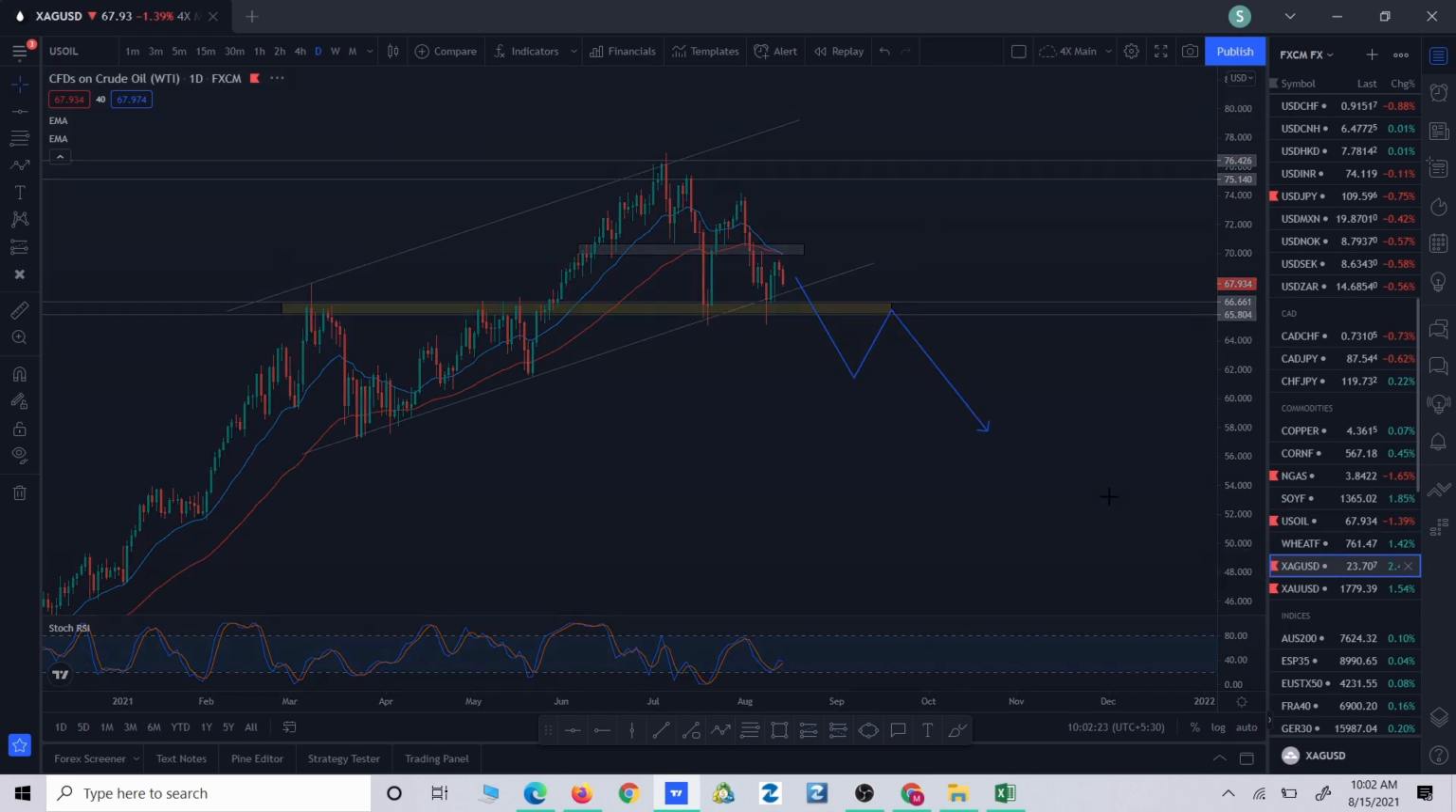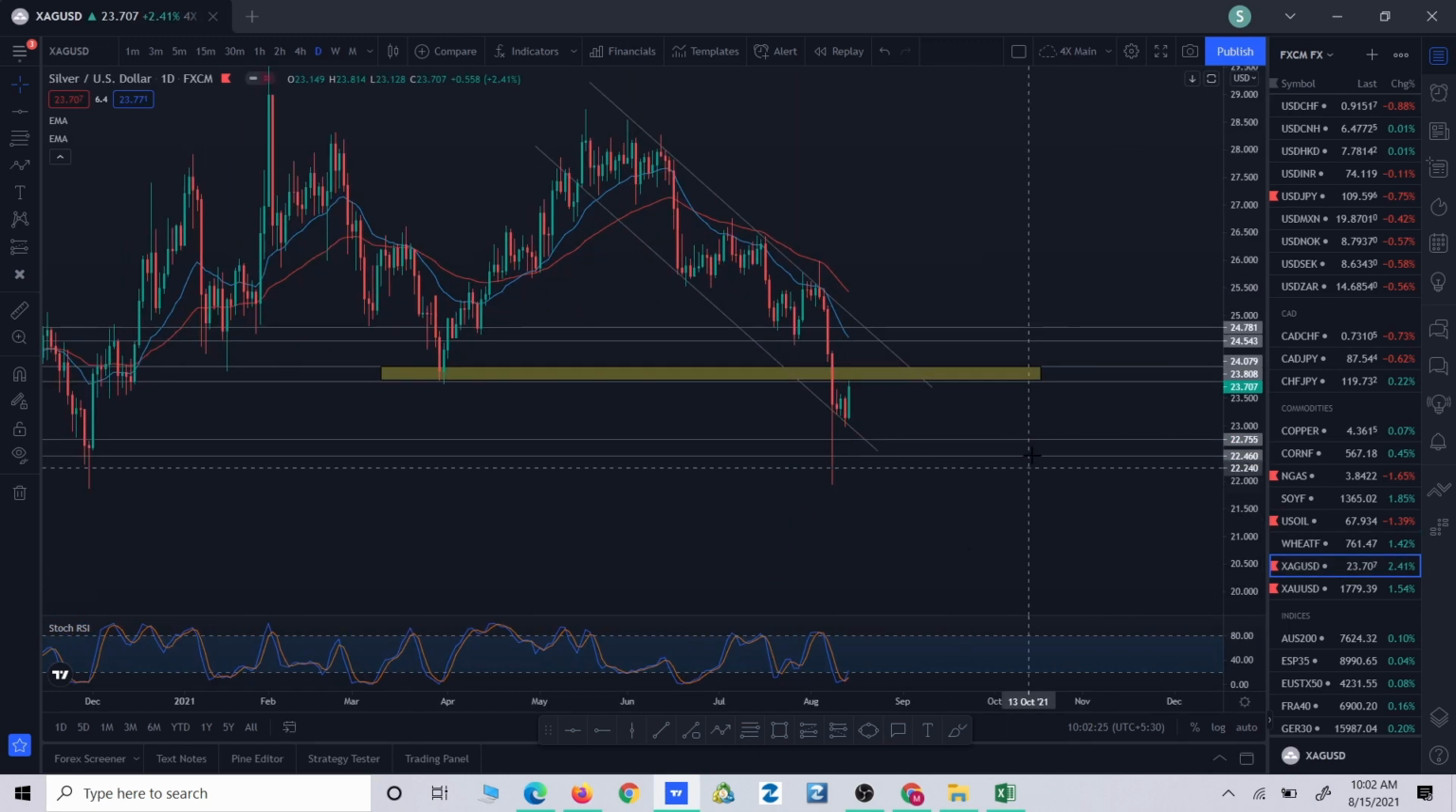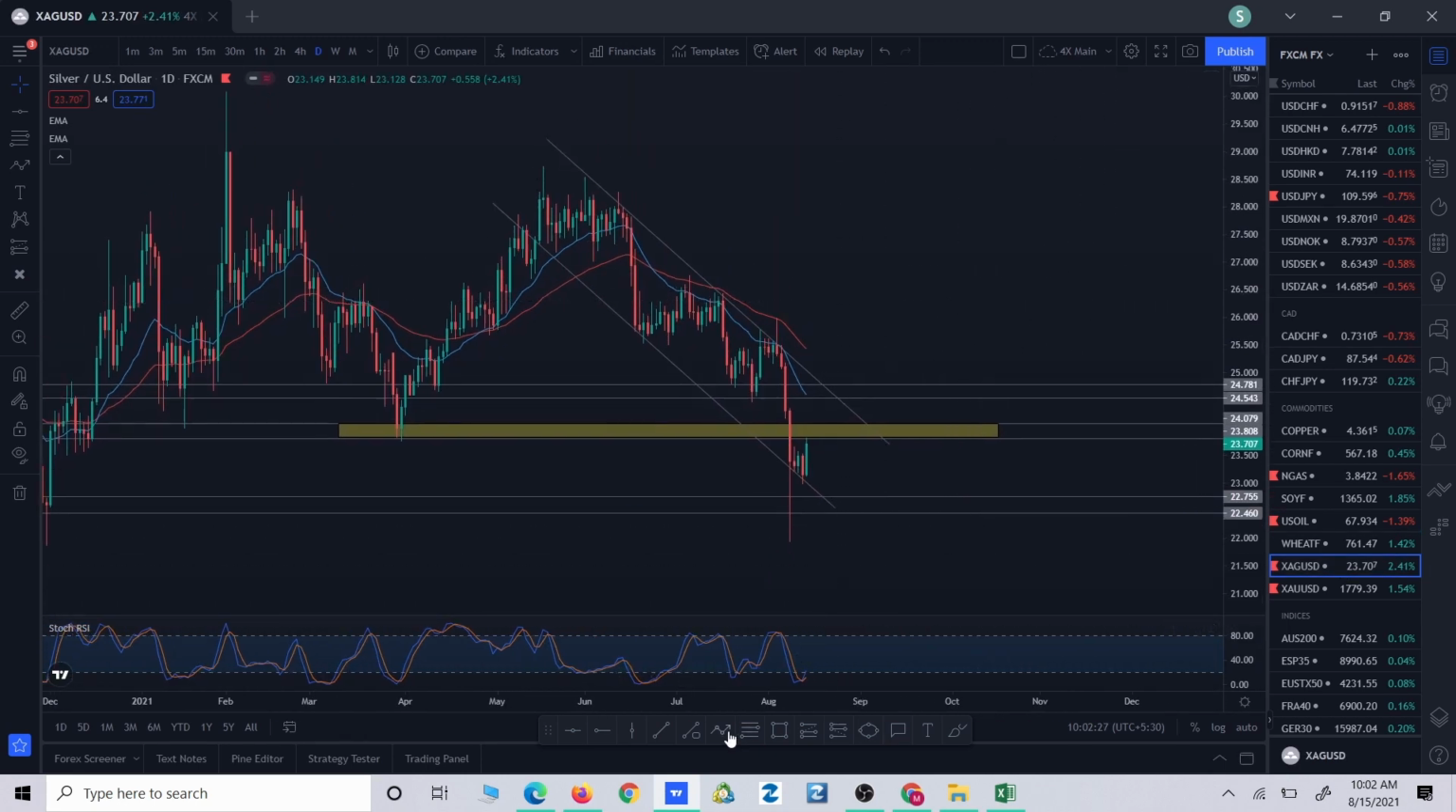Anyways, let's move to silver. In silver, as you can see, the price is consistently moving in a downtrend. From here, we start with a low, lower high, lower low, lower high, and now the price broke and closed below this low and this low. So the price is right now here and trying to pull back to the upside.